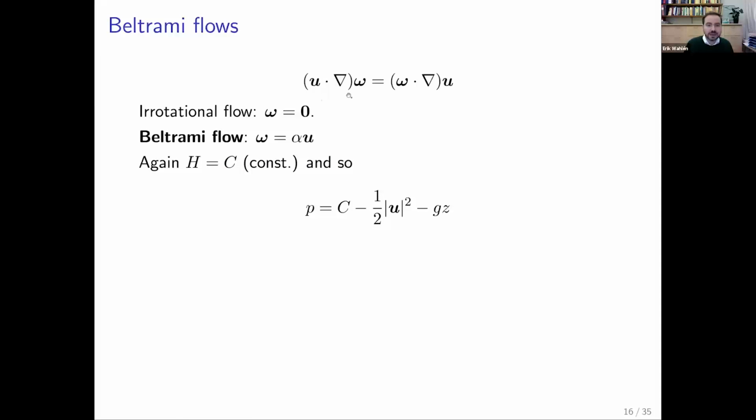Here's the vorticity equation again, and I already pointed out that a special solution is omega identically equal to 0. Another solution is to take omega a constant multiple of u. If you plug that into this equation, you see that both sides are identical. Another way to look at it is through the Bernoulli equation. Remember that u cross omega should be the gradient of some function, and that is trivially satisfied if they are collinear. So then again, just like in the irrotational case, the Bernoulli function is constant, and so the pressure is given by this expression.